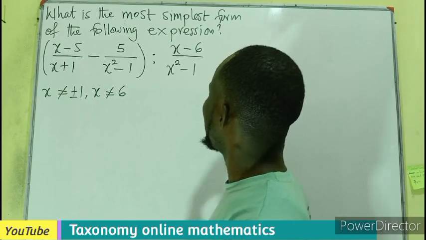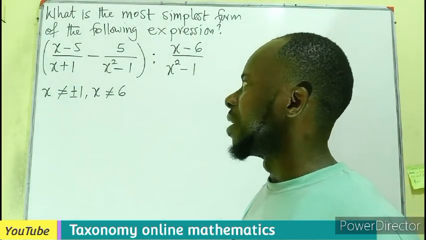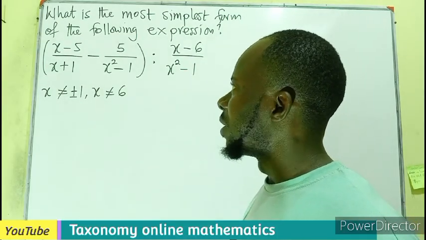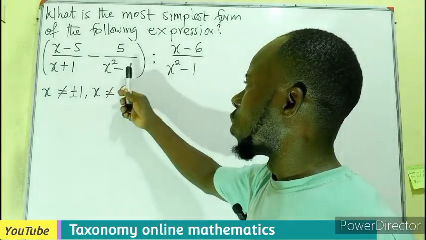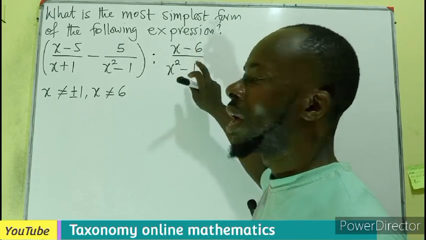What is the simplest form of the following expression? So we have (x - 5)/(x + 1) - 5/(x² - 1), all equal to (x - 6)/(x² - 1).